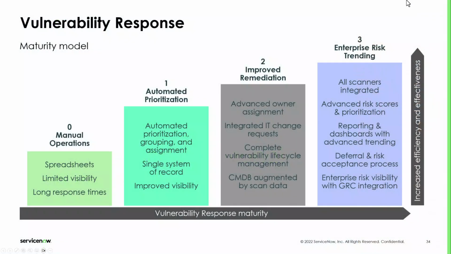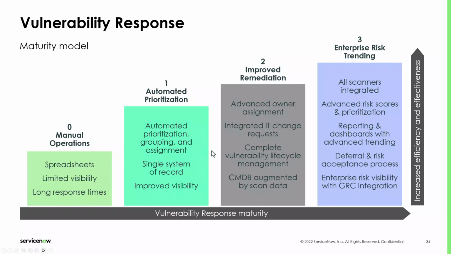So first thing I'll say here, it's important to understand where you need to go based off where you are now on our vulnerability response maturity scale. If you're over here on the left using completely manual operations like spreadsheets and limited visibility, then we suggest that you look into a solution like ServiceNow Vulnerability Response to begin breaking down silos and automating those processes.